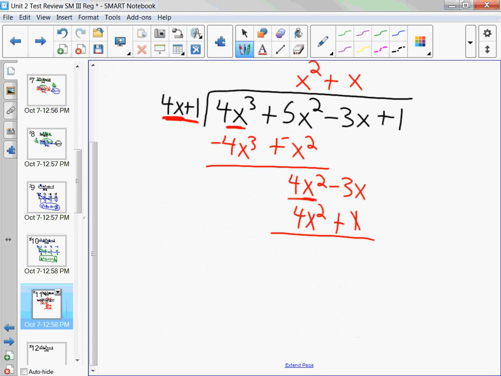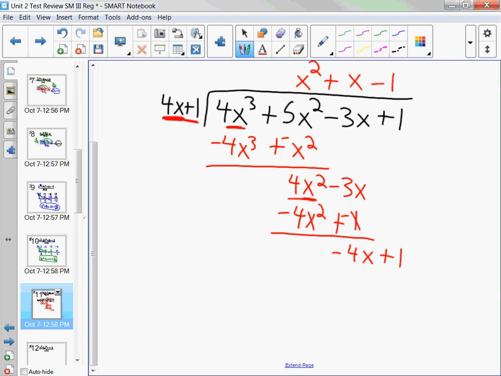I change the signs and add. That's the same thing as subtraction. That's 0. That's negative 4x. And you bring down the 1. And I repeat this process one more time. What do I times 4x by to get negative 4x? The answer is negative 1.